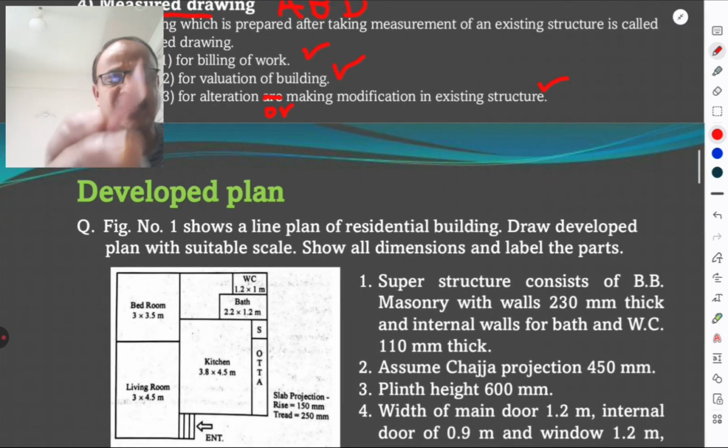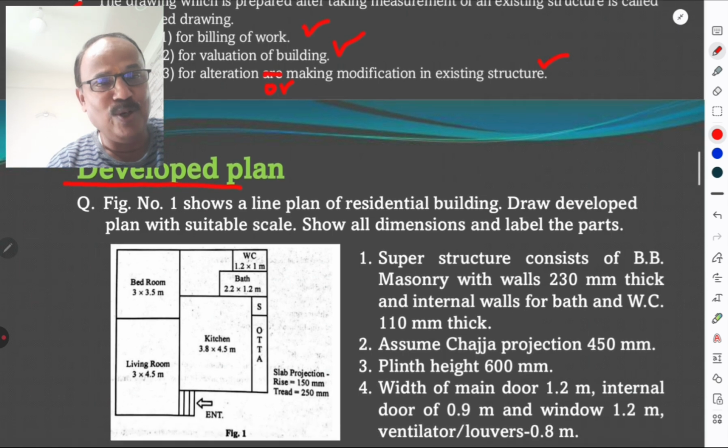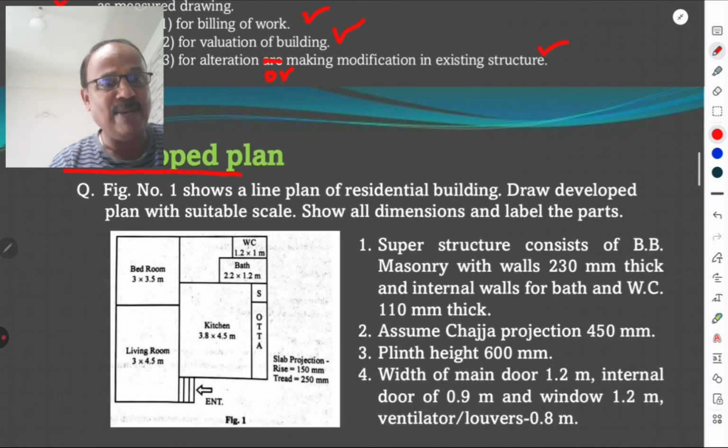So what is the developed plan? This figure shown below, figure number 1, shows the line plan of a residential building. Draw a developed plan with suitable scale. Show all dimensions and label the parts.